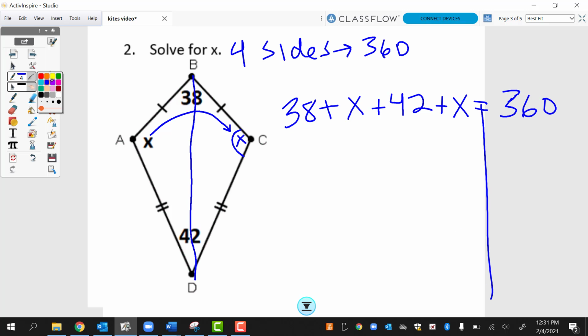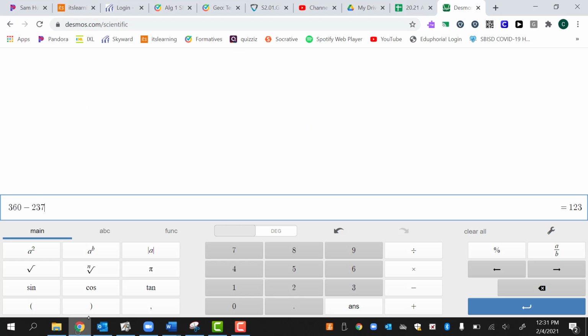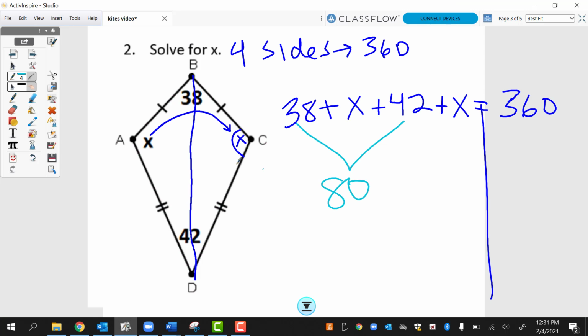So what can I combine together? Well, I can combine 38 and 42. So we're going to type that in. 38 plus 42 is 80. And what else can I combine together? My X and X is 2X. And I drop down 360.